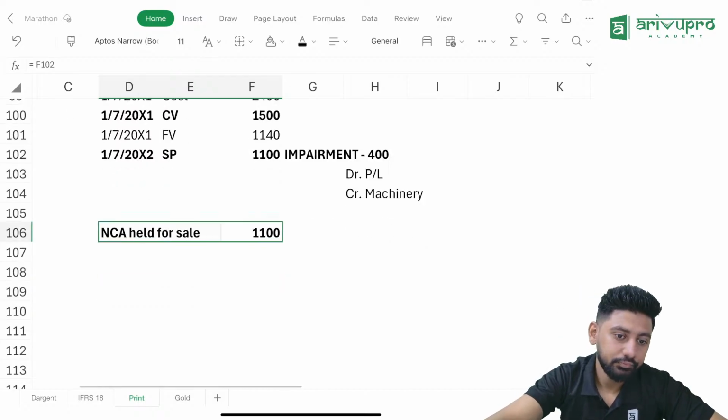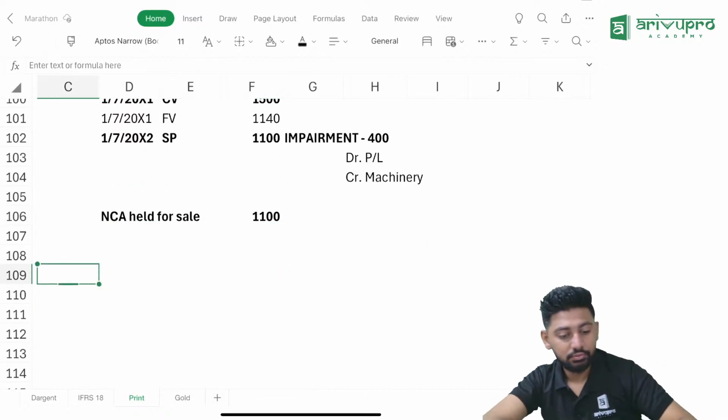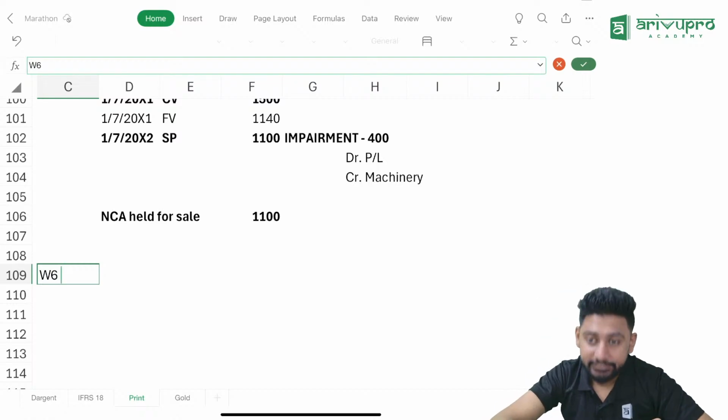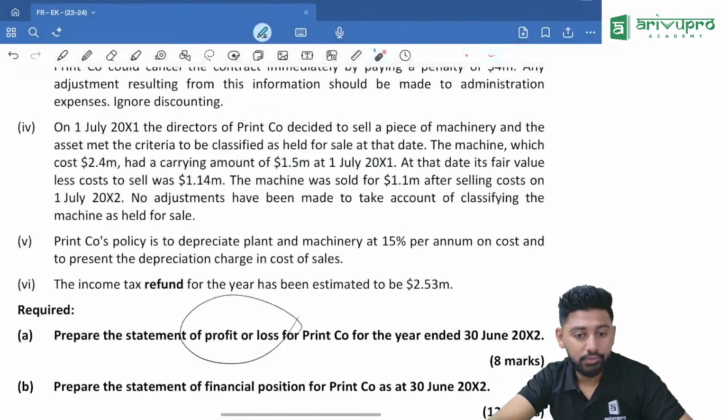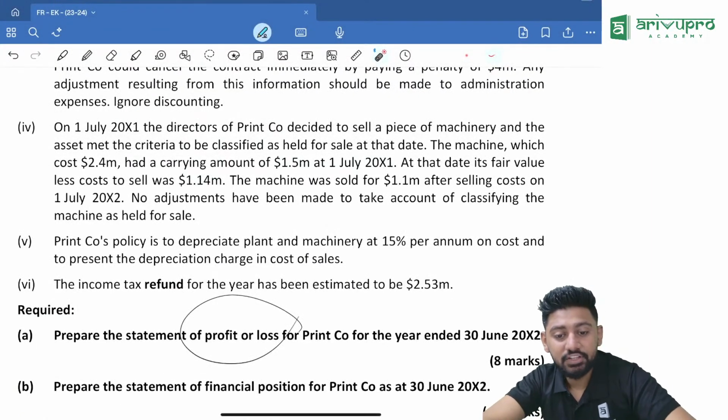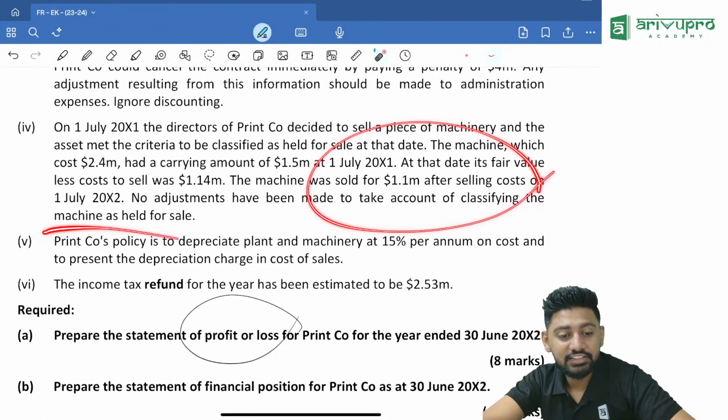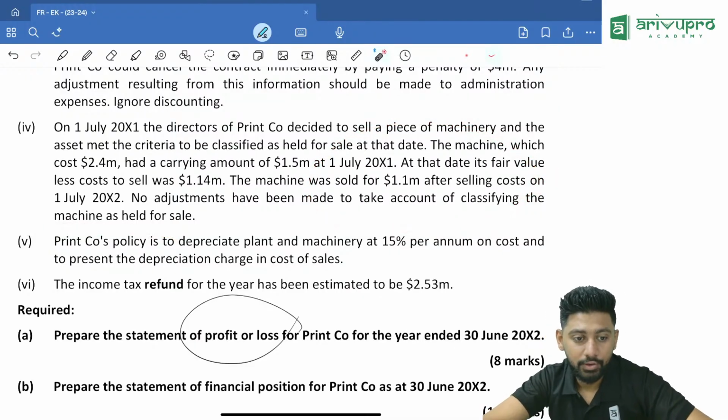Super. Working number 5, done. Working number 6. Your working number 6, we go forward. No adjustments have been made to take account of classifying the machine as held for sale. Okay, this is entirely done.